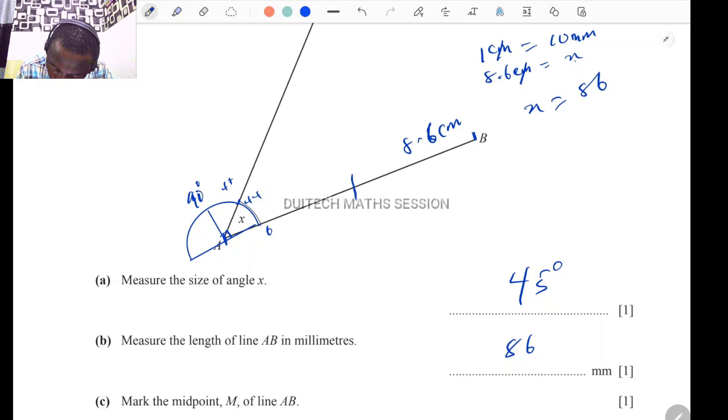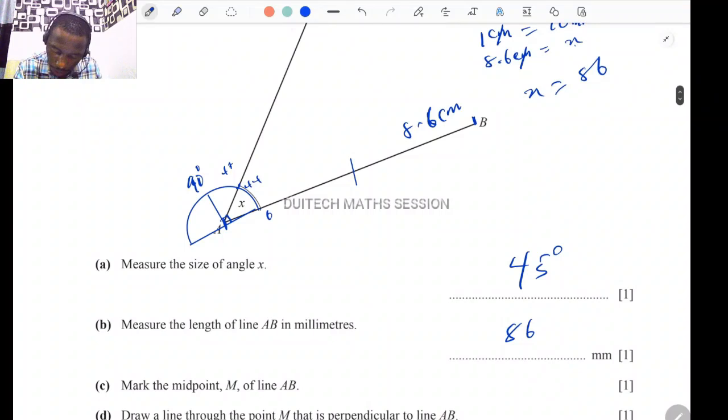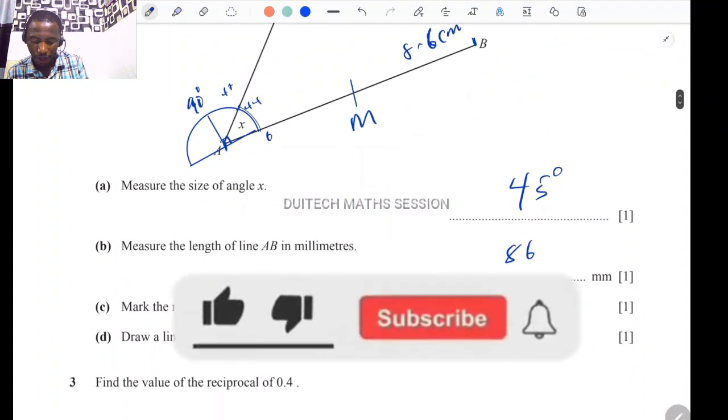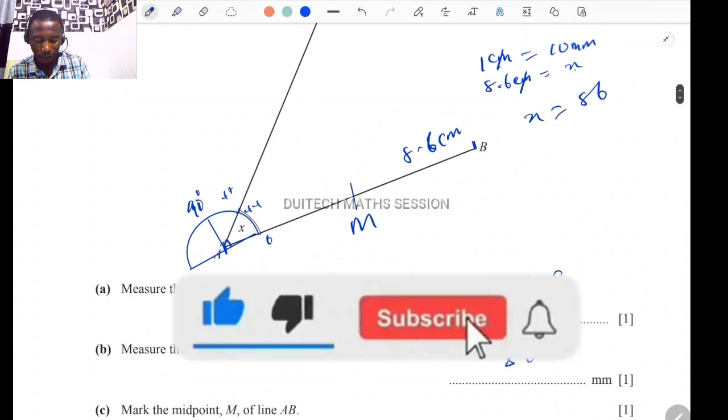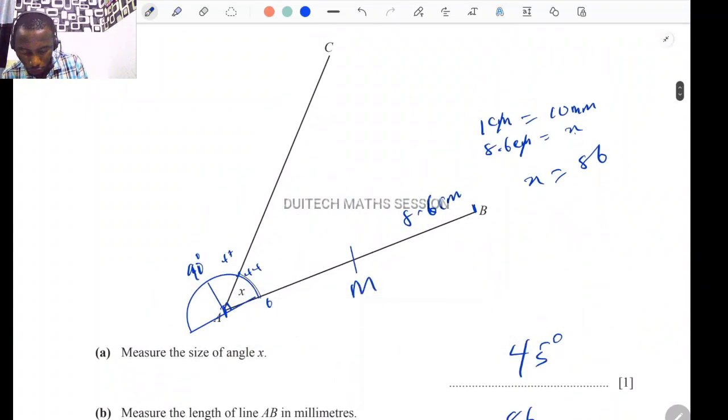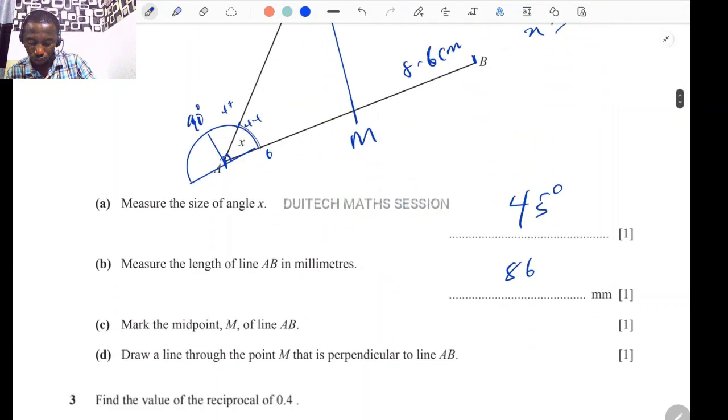So the midpoint, which is half of it, is 4.3. We'll call this one M. The next question says draw a line through the midpoint perpendicular to AB. So we have to make this line perpendicular to AB by connecting it. In doing that, I'm going to place my ruler like this, then connect it. Good, so I have done that. It's perpendicular to AB. That is all they want you to do.